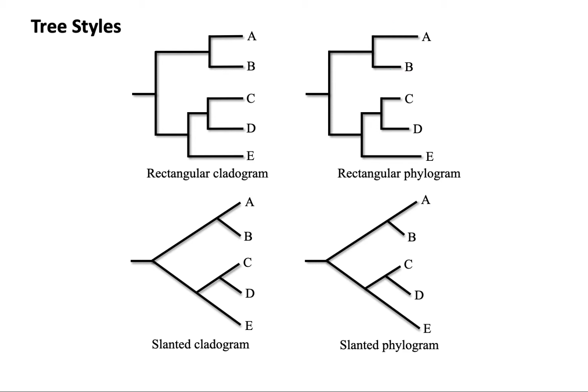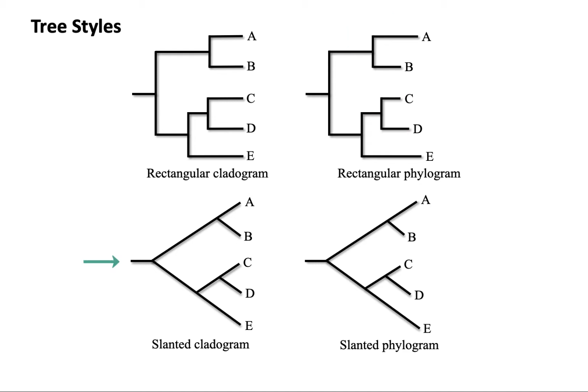Also, for rectangular cladograms and phylograms, the vertical lines are simply there to join things together, and they don't represent any sort of distance. Only the horizontal lines represent the distance, and especially in rectangular phylograms, the horizontal lines represent the true distance in nucleotide differences or amino acid differences, etc.